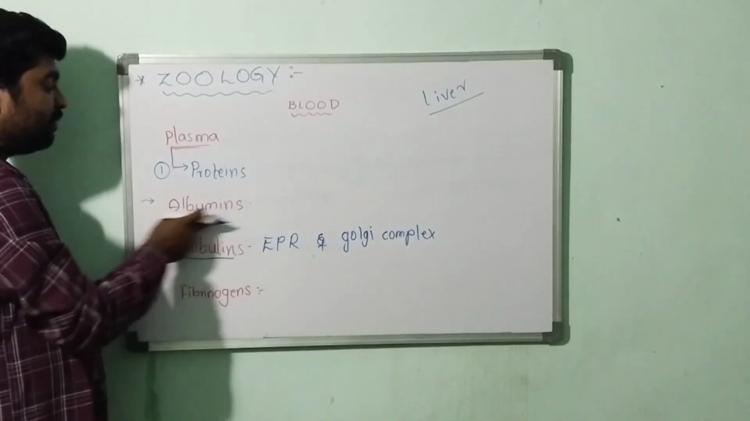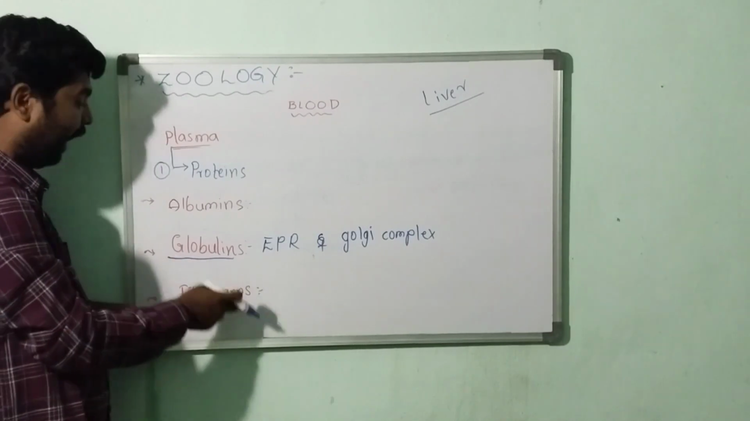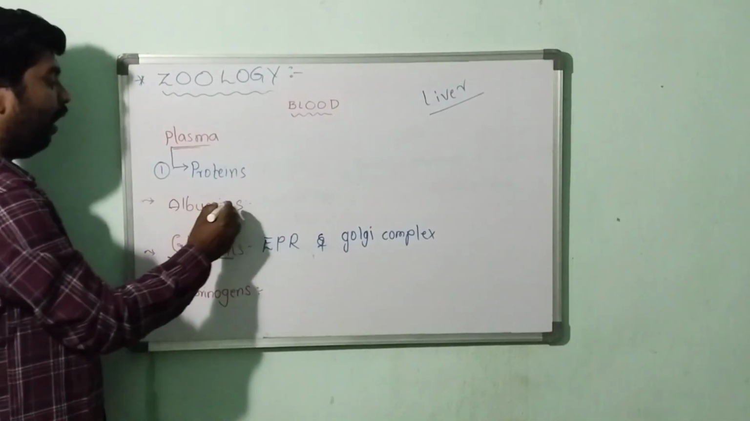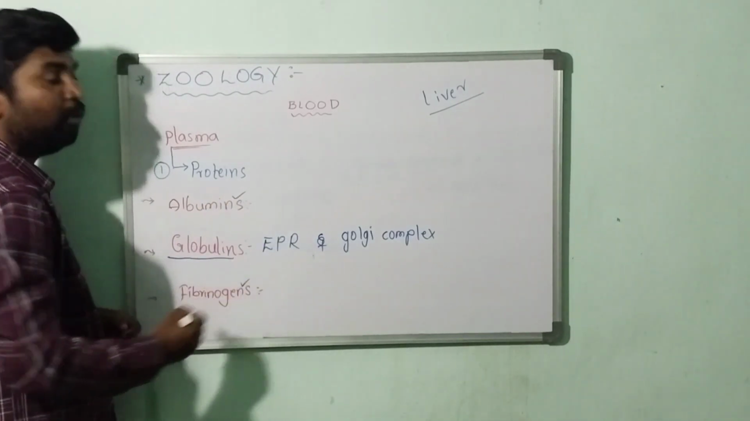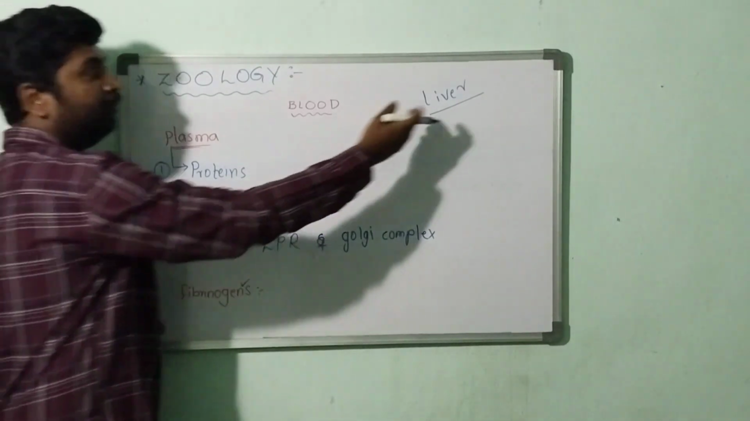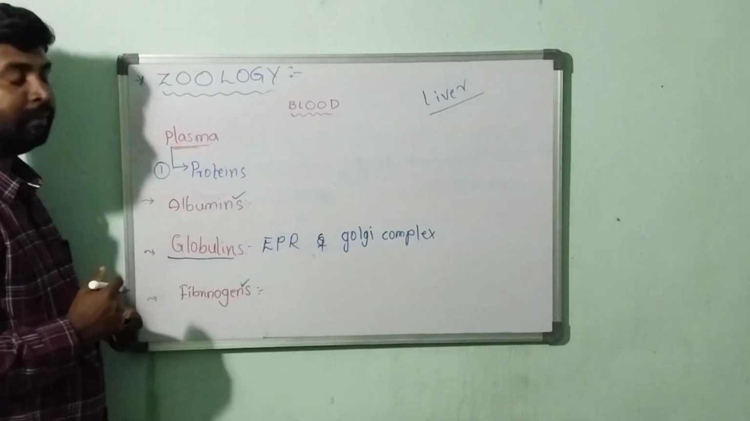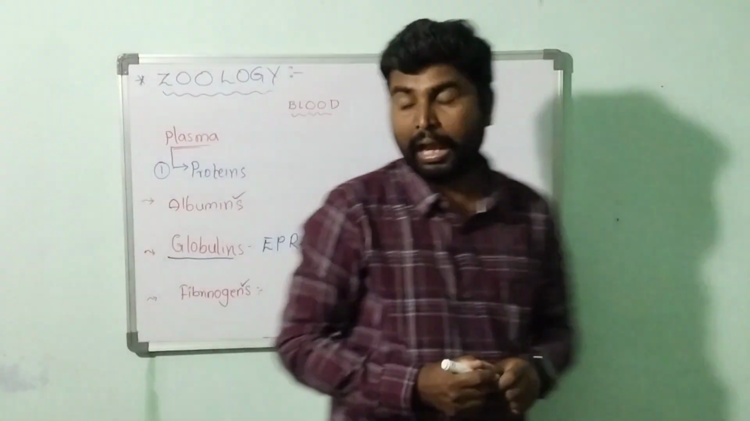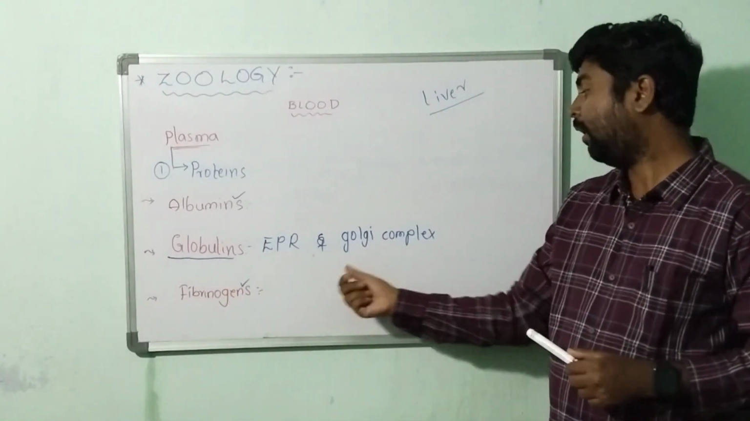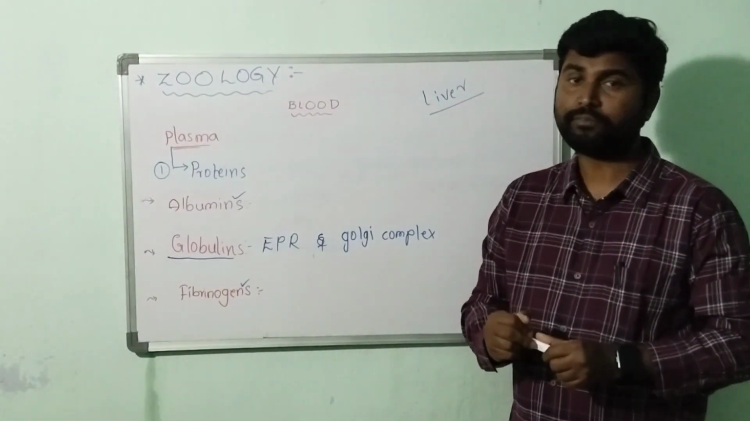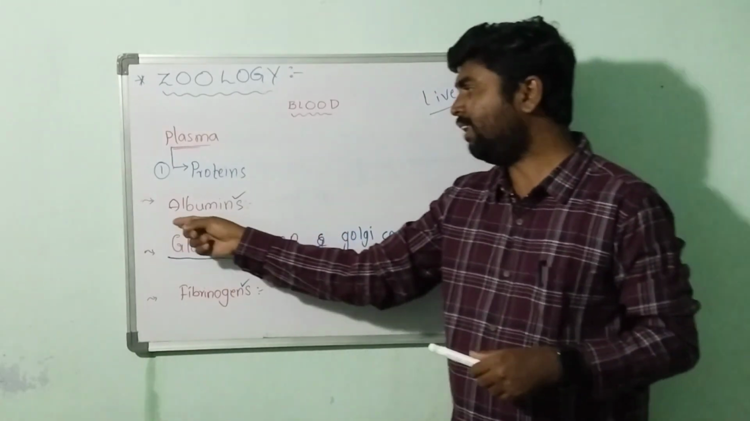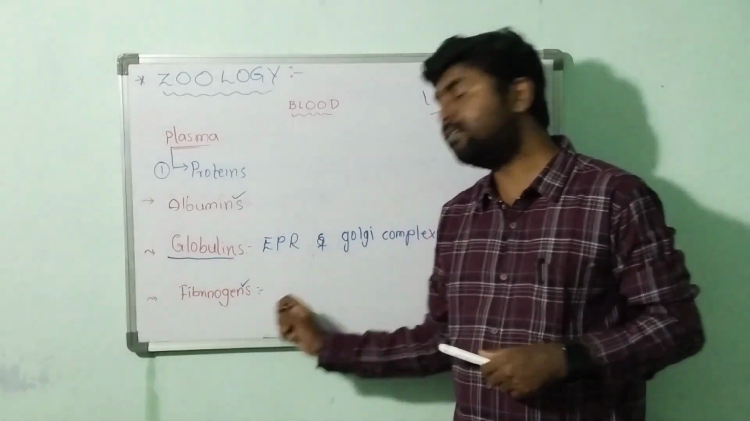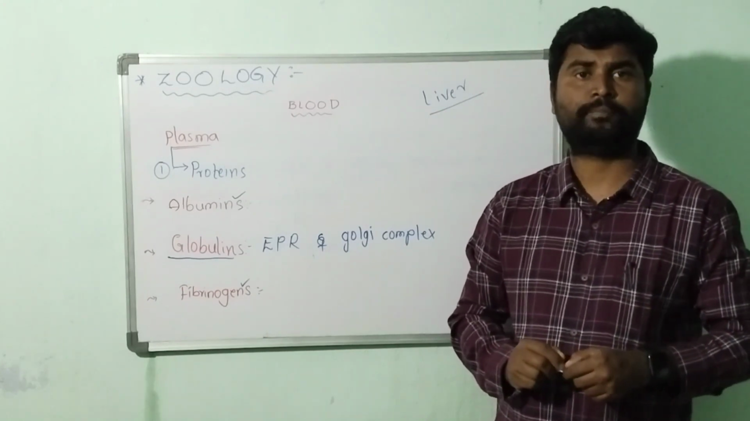So albumins, globulins and fibrinogens. Among these three proteins, albumins and fibrinogens are secreted from the liver. But globulins come with the help of the endoplasmic reticulum and Golgi complex. Now we have to know clearly the function of albumin, the function of globulin and the function of fibrinogen, right?